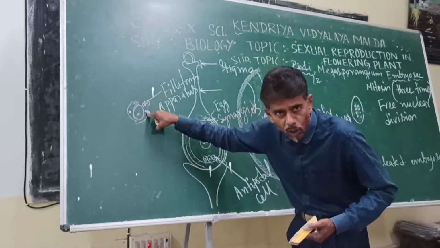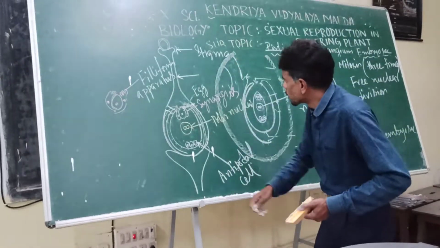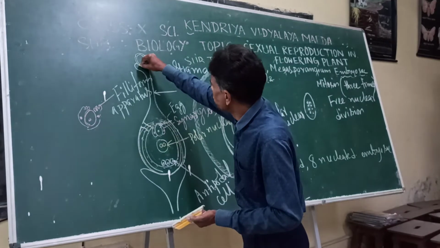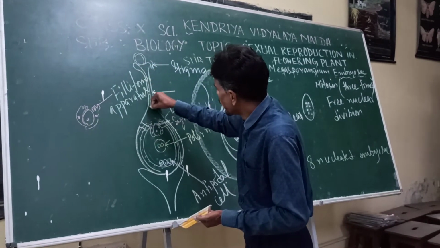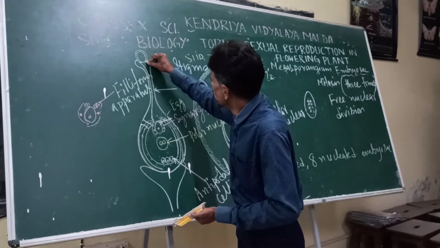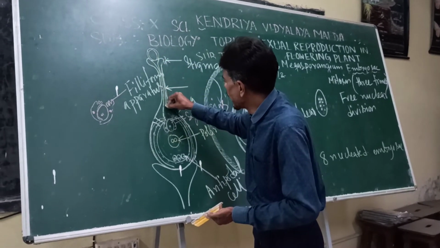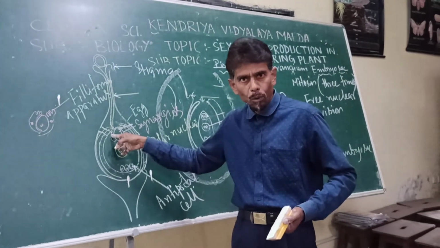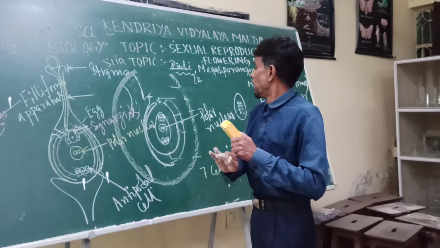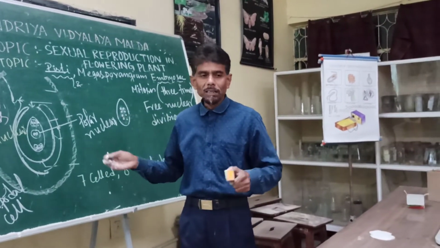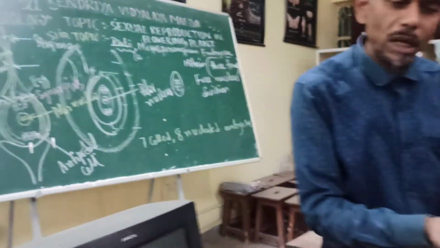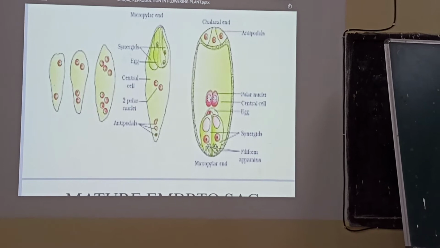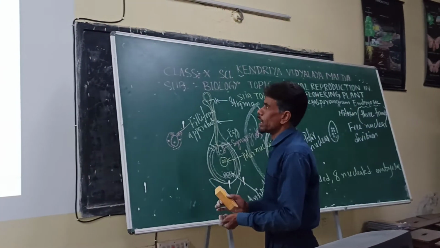This structure helps to guide the entry of the pollen tube carrying the male gamete into the ovule. So I hope whatever we have discussed today is very clear to you. With the help of a clipping, I have drawn the diagram also. Here you can see in my clipping.